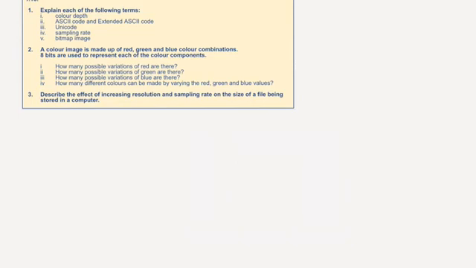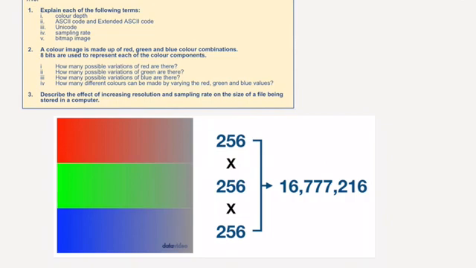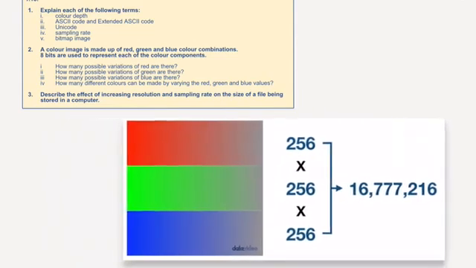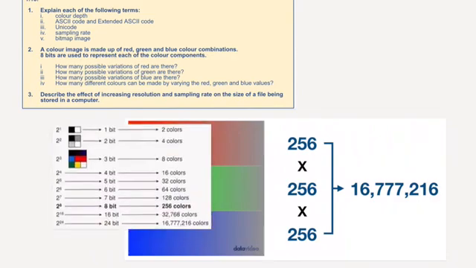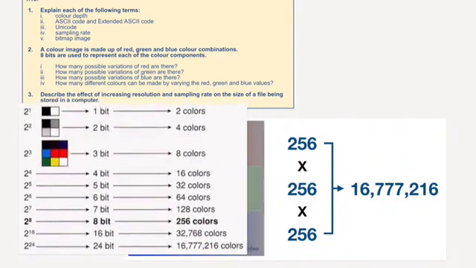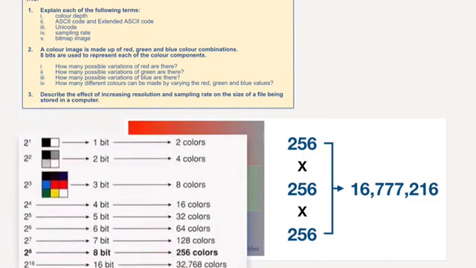If I move on to part 2, a colour image is made up of red, green and blue colour combinations. 8 bits are used to represent each of the colour combinations. Well, again, I'm going to use a diagram. So here we go. If it's 8-bit, how many variations of red can we have? Well, we can have 256. How many variations of green in terms of 8-bit? Obviously, again, 256, and blue, the same, 256. If we multiply all of those together, then we get a colour combination of 16,777,216.